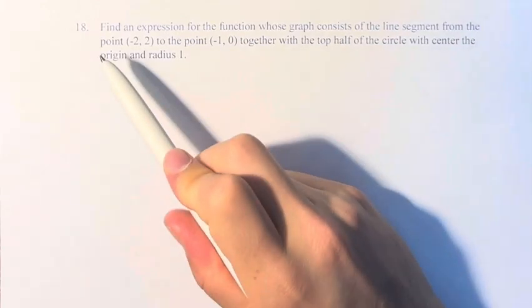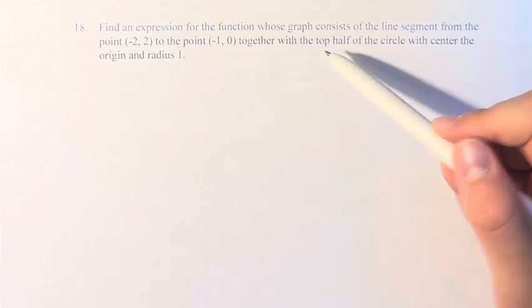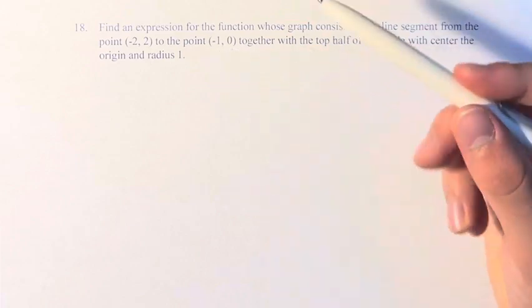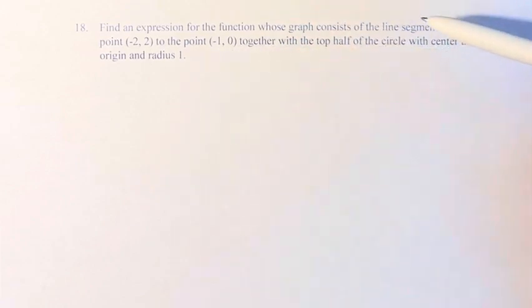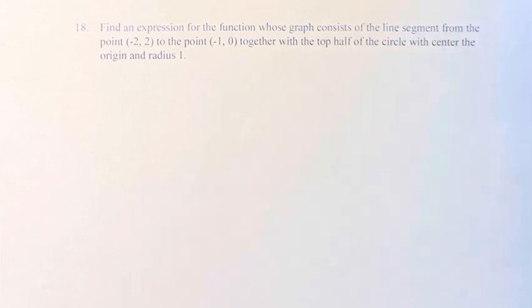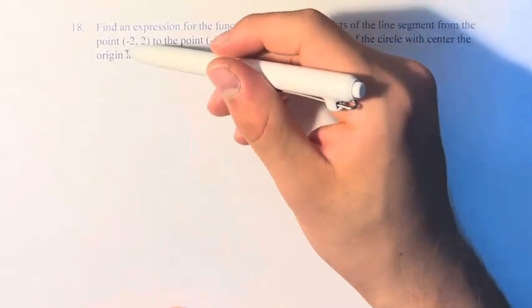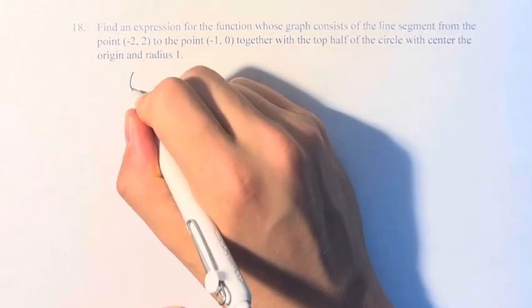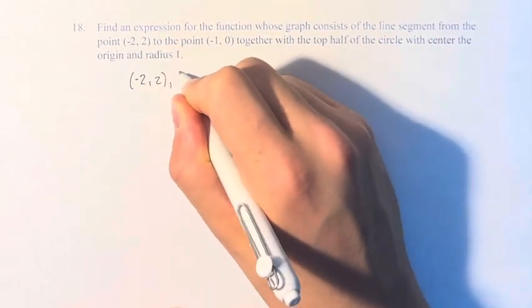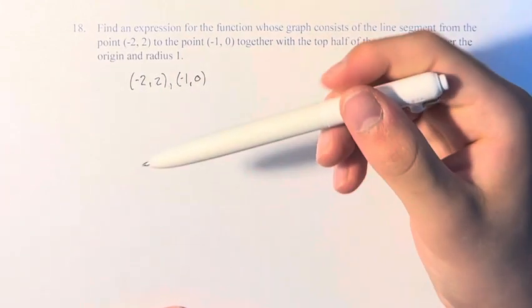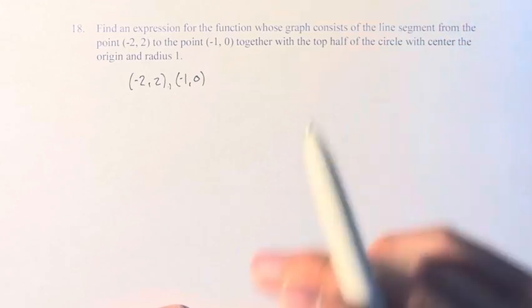In this problem, we're asked to find an expression for the function whose graph consists of the line segment from the point -2, 2 to the point -1, 0, together with the top half of the circle with center the origin and radius 1. So first let's work on the expression for the line segment. We have 2 points, -2, 2, and -1, 0. We need to find the slope and the y-intercept.